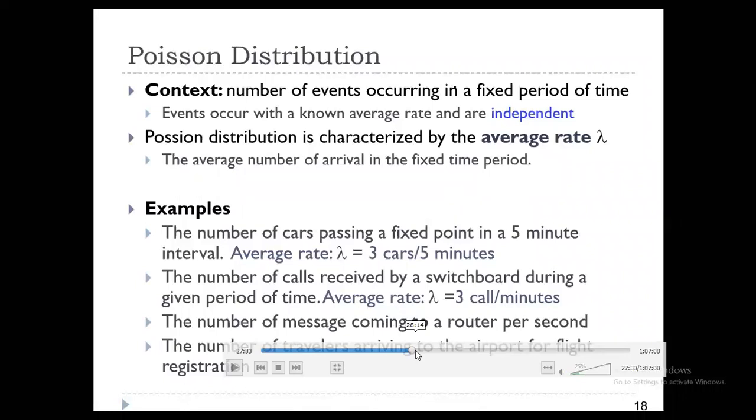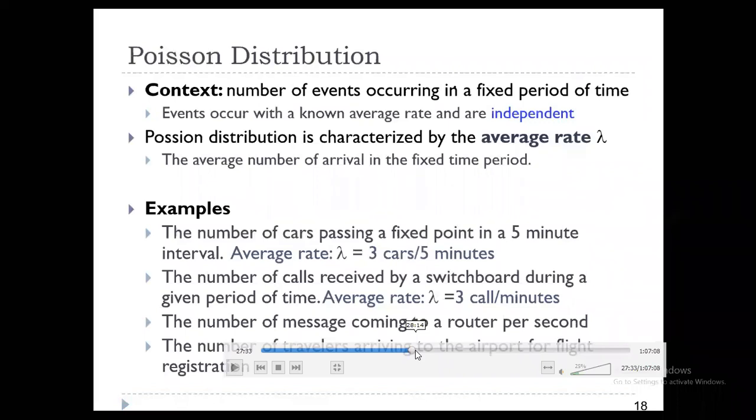And it says events occur with a known average rate and are independent. So you should be given a rate of occurrence or a rate of arrival, and you should also be told that the events are occurring independent of each other. So once we are given a Poisson process, which is characterized by the average rate, lambda, given a fixed time, right?